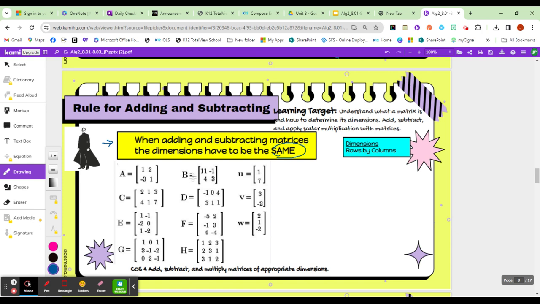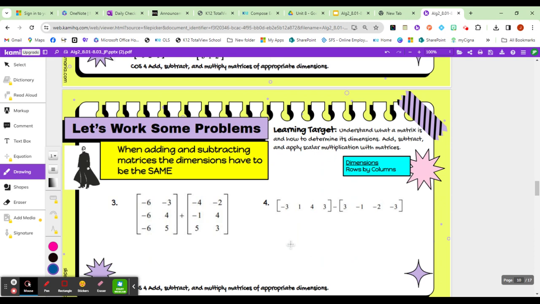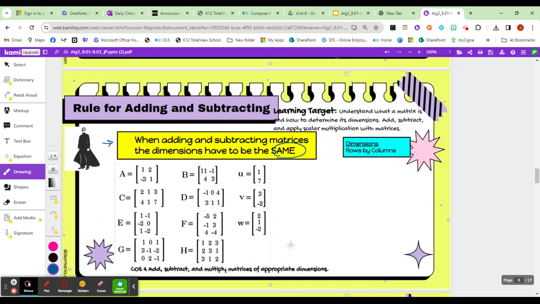What I have here is 1, 2, 3, 4, 5, 6, 7, 8, 9, 10, 11 different matrices and their names. This is matrix A, this is matrix C, and so forth. I'm just going to talk about this. So we could add A with B. That would be defined. I know I could add A with B because these are both 2 by 2s, 2 rows, 2 columns.